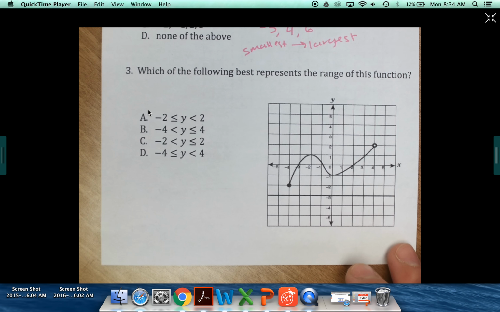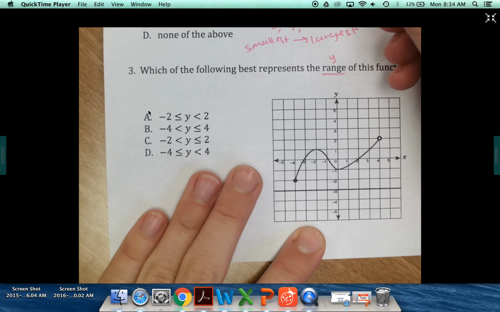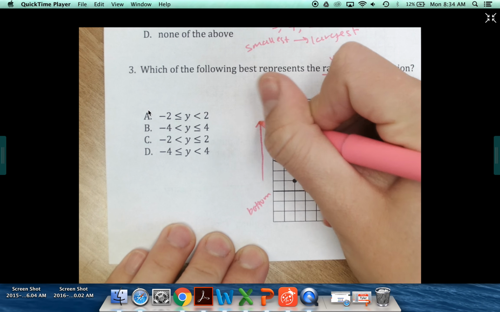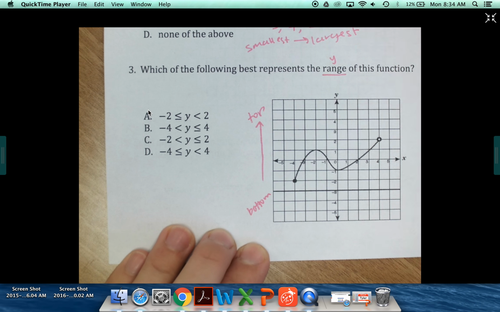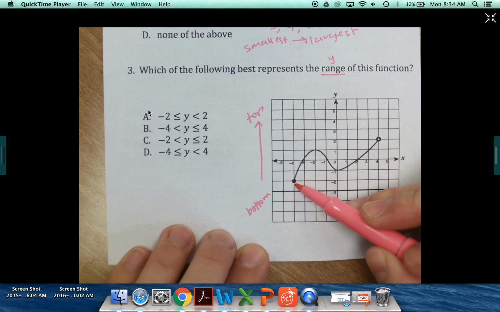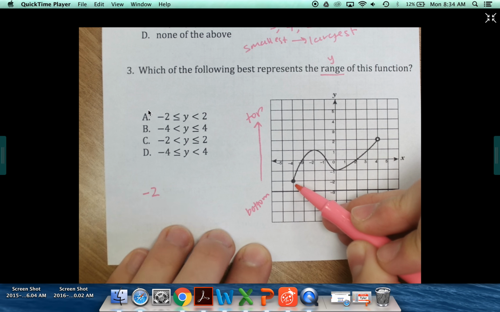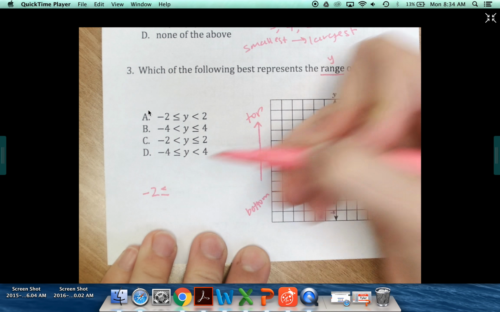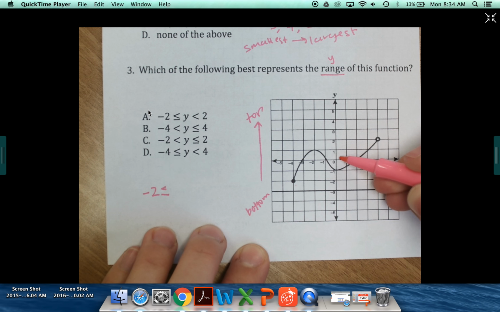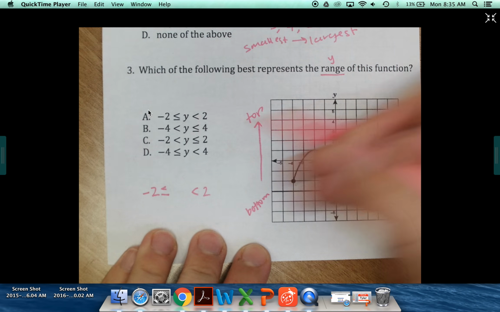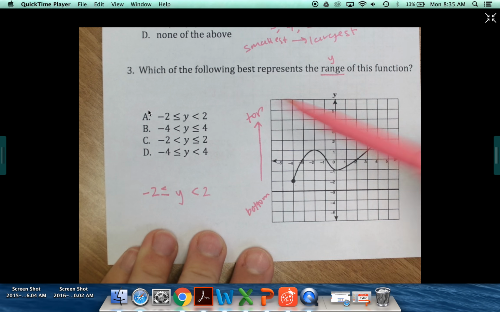Which of the following best represents the range of this function? Range, remember, we read from bottom to top. Range is y. The bottommost value is down here at -2. That circle is filled in, so it's less than or equal to. It goes up and up until our highest point is at 2, and it is an empty circle, so it is a less than. So we're talking about our y values from bottom to top.